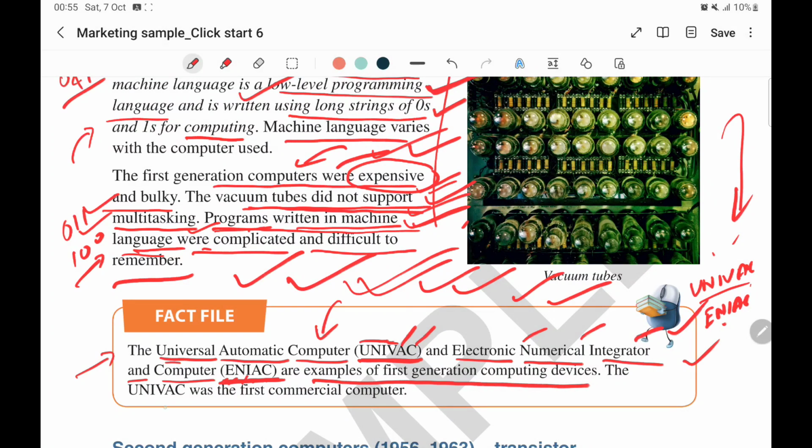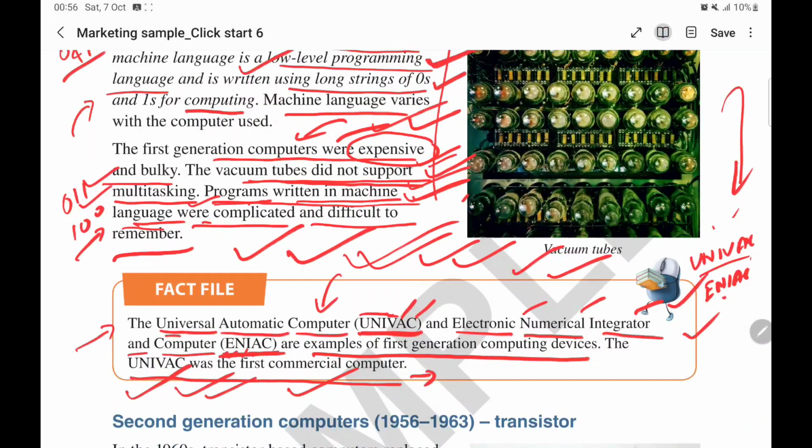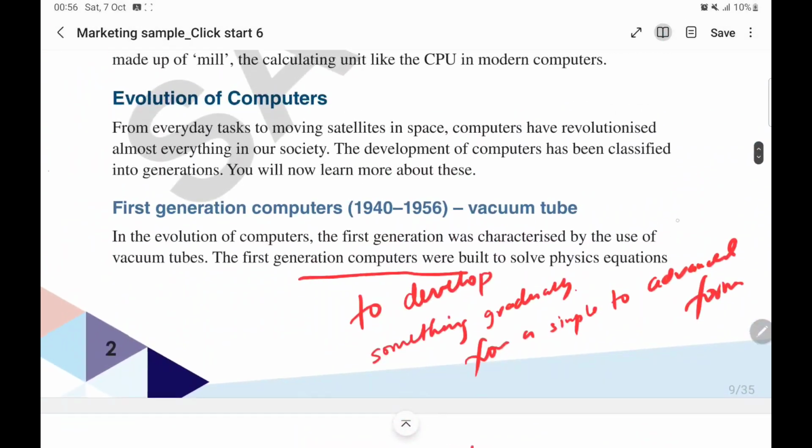And again, you need to understand that UNIVAC is one of the first commercial computers. This particular computer was used for commercial purposes, meaning for business purposes, not for normal use, not for scientific use, and not for general purpose. UNIVAC was used as a commercial computer.